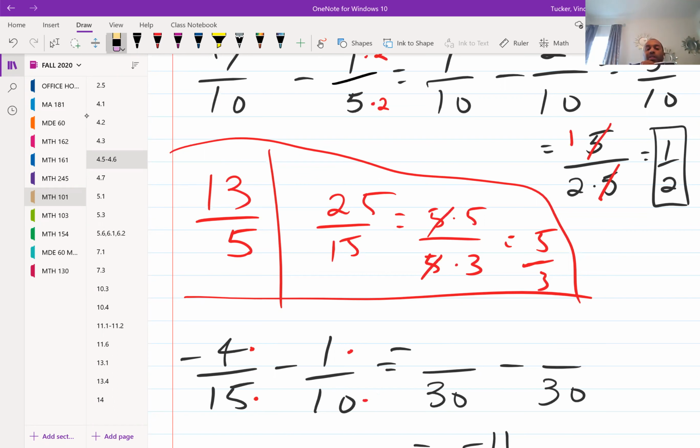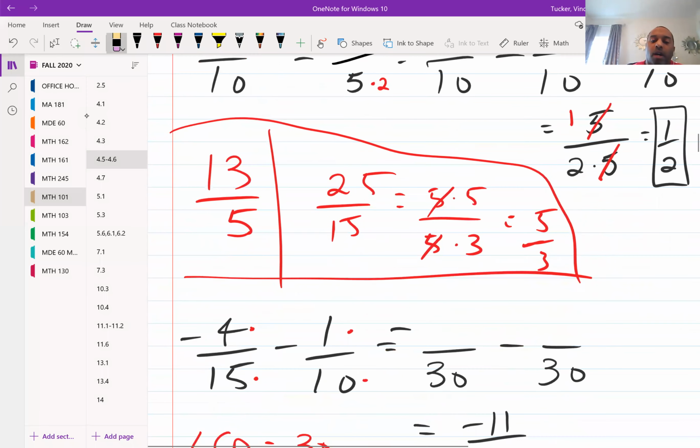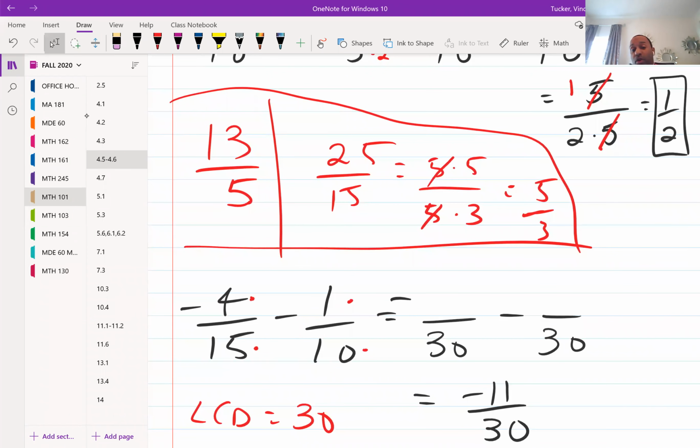All right. So in this next one, we have negative 4 over 15 minus 1 over 10. Our LCD is 30, talking about the smallest number that 15 and 10 can divide into evenly. If you go down, check your multiples of 15 and check your multiples of 10. 30 would be the smallest number that both can divide into evenly.